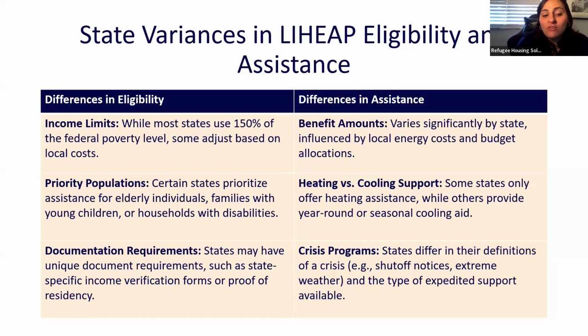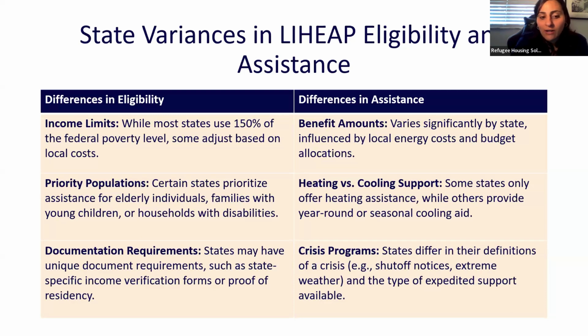Okay, so priority populations. Certain states prioritize assistance for elderly individuals, families with young children, or households with disabilities. That doesn't mean those that are not on the prioritization list wouldn't receive assistance, but it depends on the state. For instance, like Lynette said, I'm in Florida. There's a lot more elderly folks here, so they're more likely to be higher on the priority list for receiving funding first because they have more needs or they have lower income, etc.